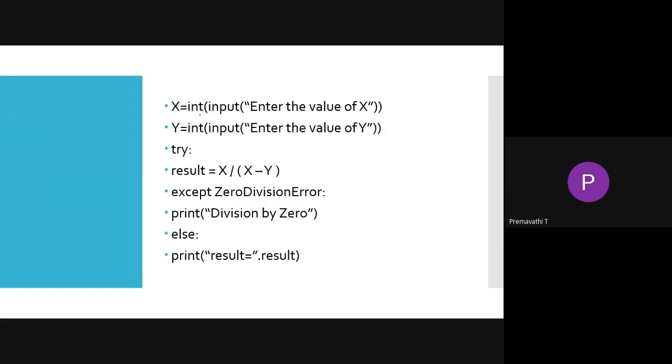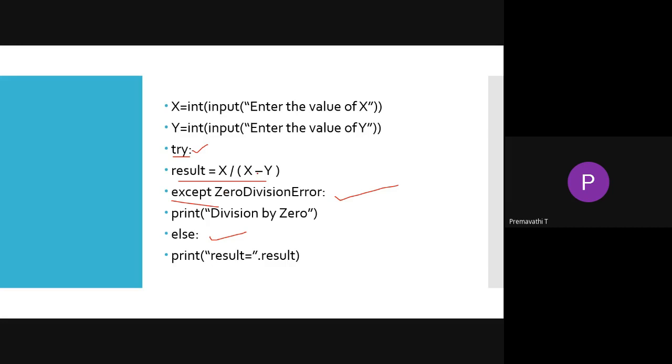Here we take the input of x and y, then try is the keyword, then the result, then the except statement, and the last one is the else part. The first thing I said is that the else part will be executed only if it does not raise any exception, right? Does not raise any exception.